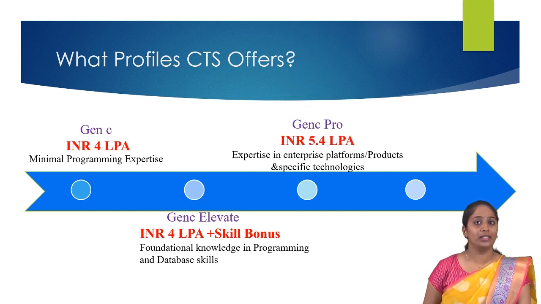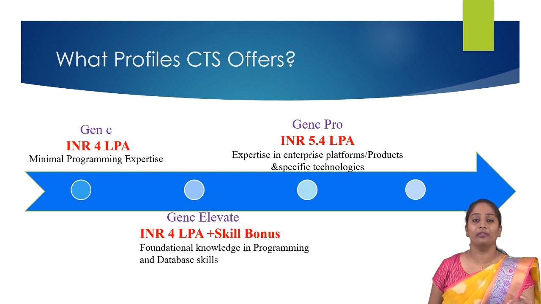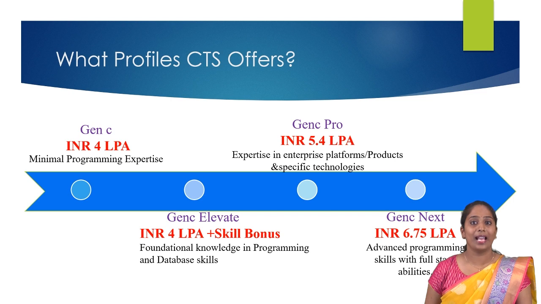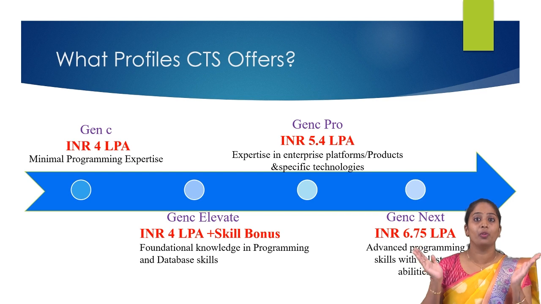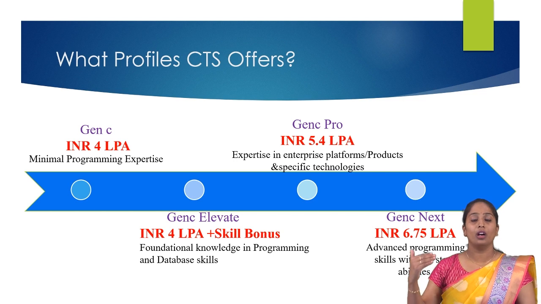Now comes the third profile, GenC Pro, which is for a package of 5.4 lakhs per annum. Here, you need to be an expert in enterprise platforms, products and specific technologies. So this is how you need to rate yourself. You have to check where you stand, and according to that you need to apply for the profiles. And the last profile, which is for 6.7 lakhs per annum, is GenC Next. Here you need to have advanced programming skills with full stack abilities. So this is how Cognizant has segregated the profiles into 4 ways.